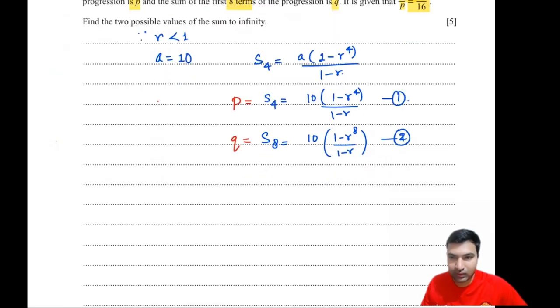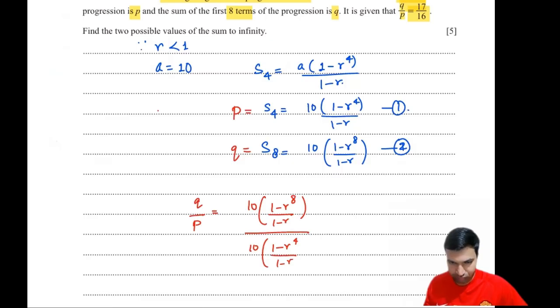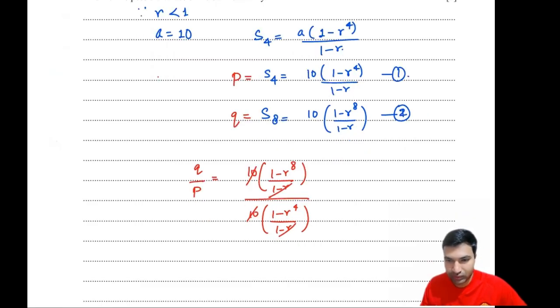Okay, so now it is given that Q is to P. If I divide Q by P, I'll get 10 times (1 minus R to the power 8) over (1 minus R), whole thing over 10 times (1 minus R to the power 4) over (1 minus R). So 10 and 10 cancel out, 1 minus R cancels out. We are left with (1 minus R to the power 8) over (1 minus R to the power 4). Now I could write this 1 minus R to the power 8 as (R to the power 4) whole squared, right? Power to the power gets multiplied, so 4 times 2 is 8, over 1 minus R to the power 4.